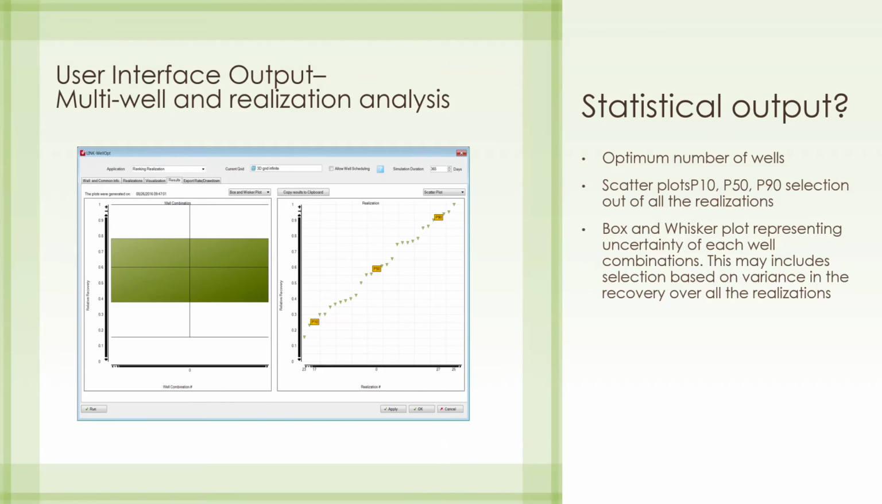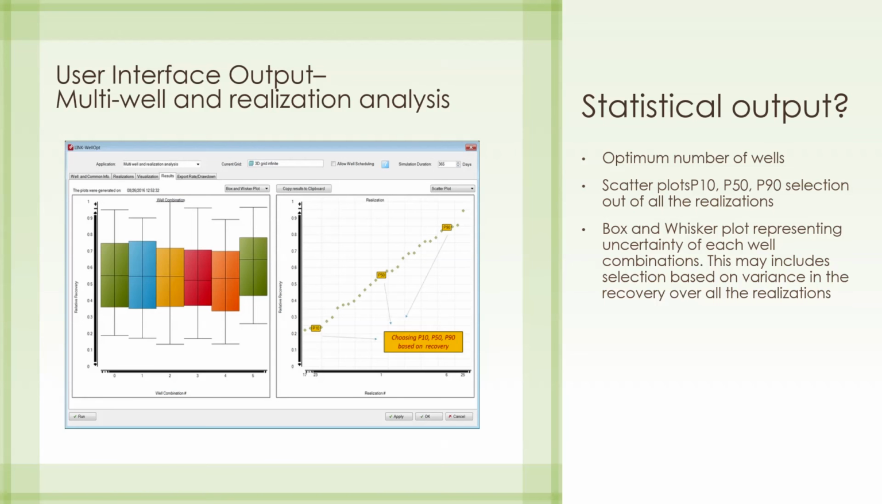This slide shows the result for the second application mode, ranking of realizations. In this case, multiple realizations are executed against one single well combination only. The left figure shows the uncertainty with respect to the well combination, whereas the right figure shows the scatter plot that gives the P10, P50, and P90 from all realizations.